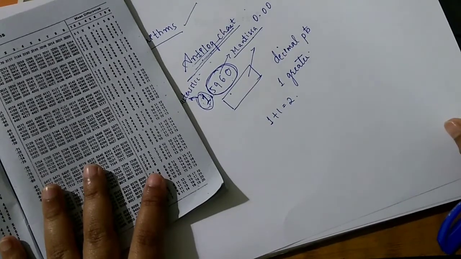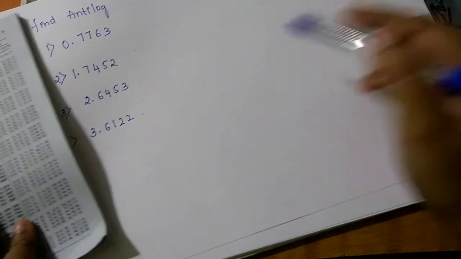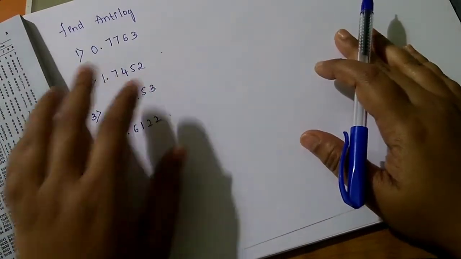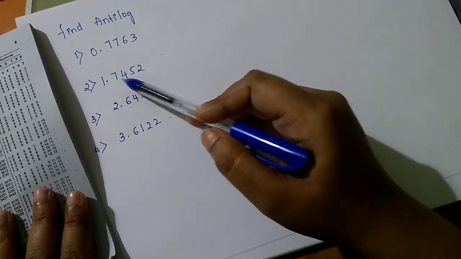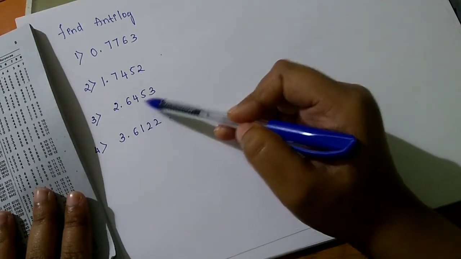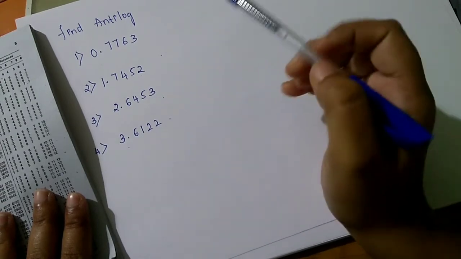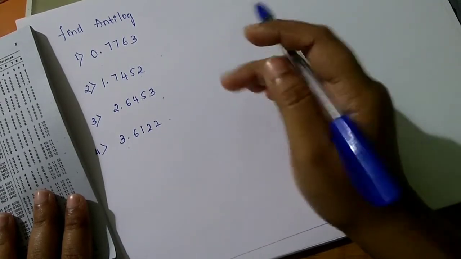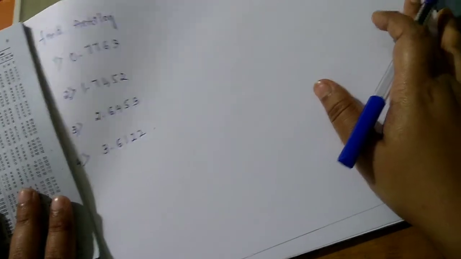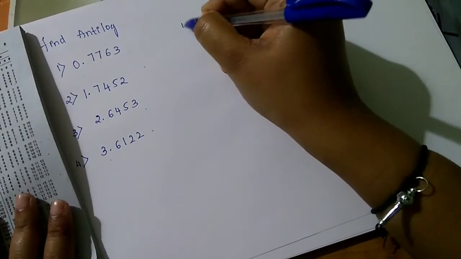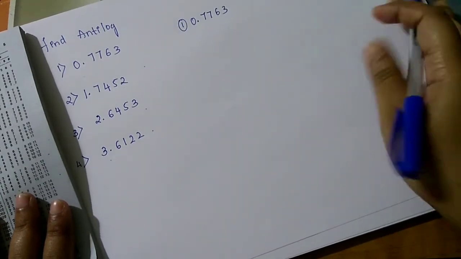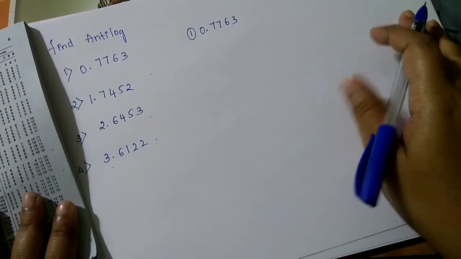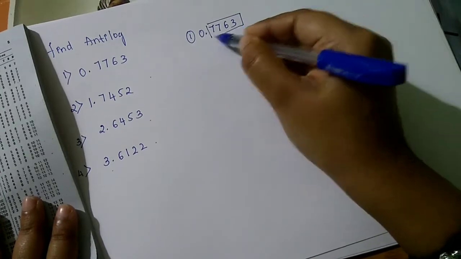Now let me explain by taking a few examples so that it will be more clear. So here I have taken a few examples. Find the antilog of 0.7763, 1.7452, 2.6453, 3.6122. These are just a few numbers which I have taken at present. The first one is 0.7763.